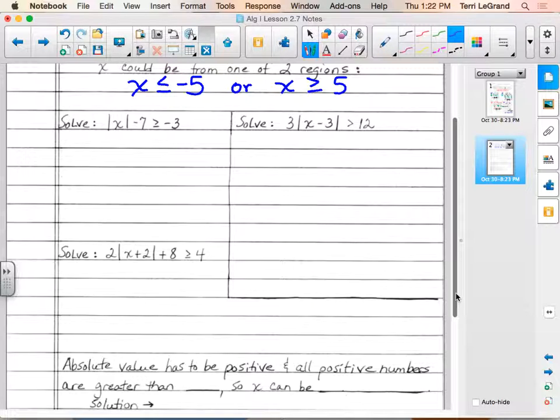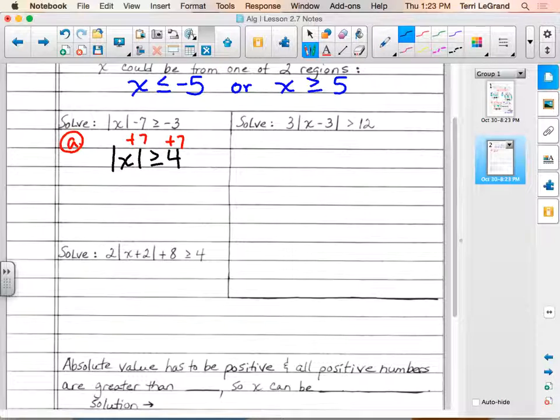We have to do step A. Yes. Okay, we have to do step A. So what are we going to do? Add 7. Okay? After we add 7, we're going to have absolute value of x is greater than or equal to 4. That's saying x has to have a distance of at least 4.